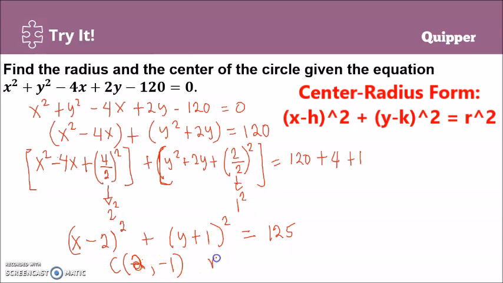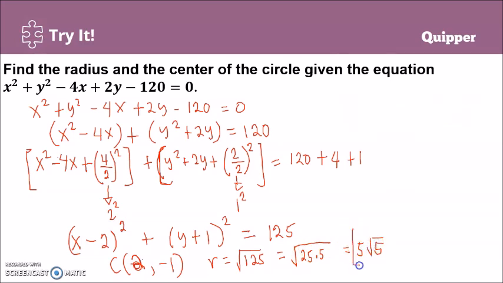And what about the radius? The radius is simply the square root of 125. And so, yung square root ng 125 is just the square root of 25 times 5. Okay, so square root of 25 is 5. Square root of 5 is just square root of 5. Okay, so the radius is 5 square root of 5. That's it.